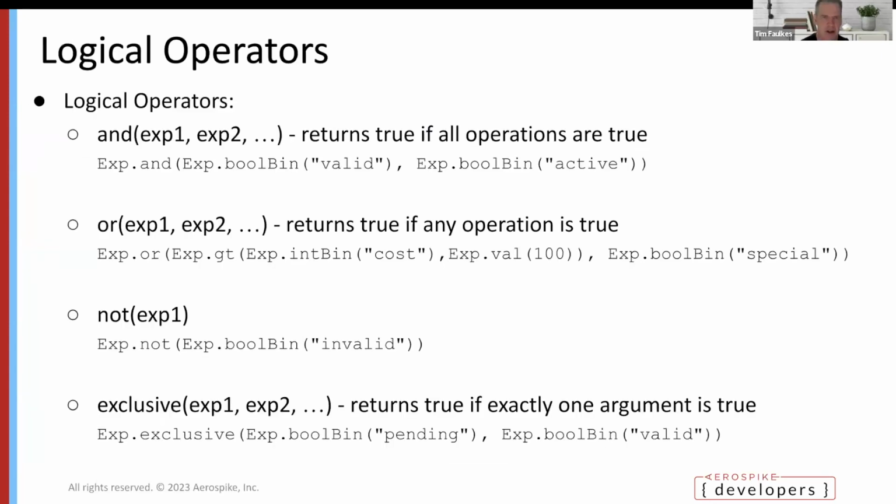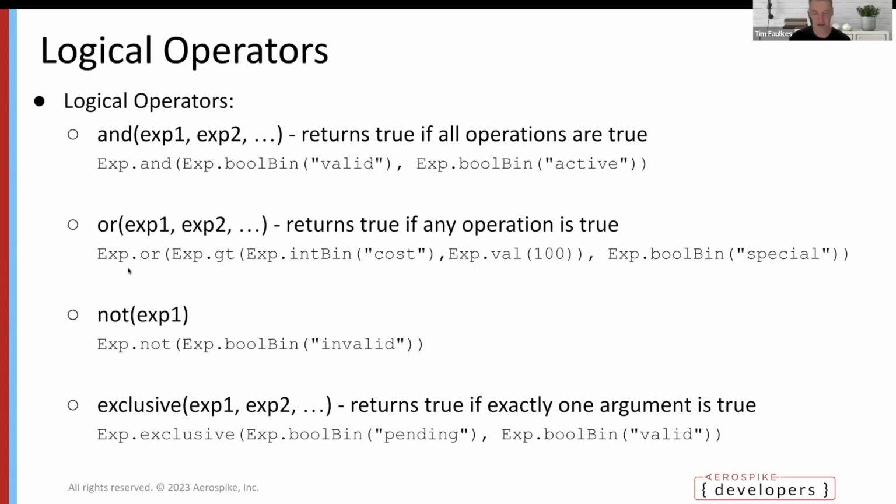Obviously, without any logical operators, these would be very limited in flexibility. So I want to do a logical AND. I take the Boolean bin of valid and the Boolean bin of active, and I AND them together. I can take 2 arguments or I can take more arguments. It doesn't really matter. And the AND will return true if all of those operations are true.